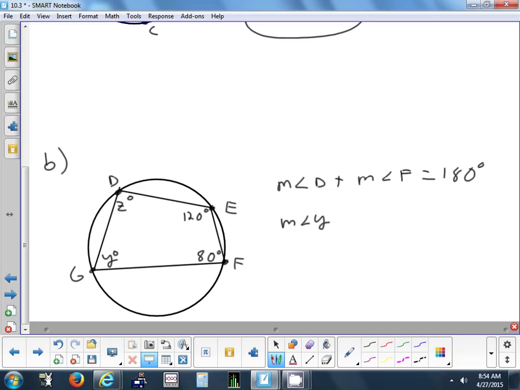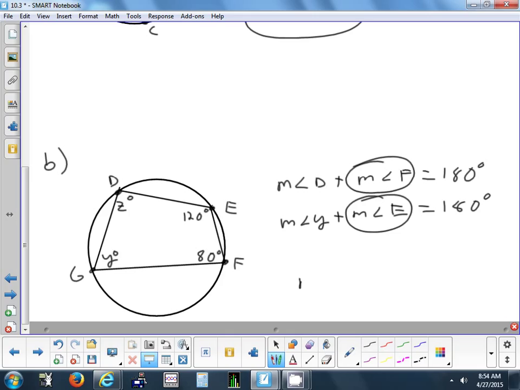And the measure of angle Y plus the measure of angle E also has to add up to 180. Okay, so fill in what you know. You know the measure of angle E. You know the measure of angle F. We can easily find how much D and Y are.